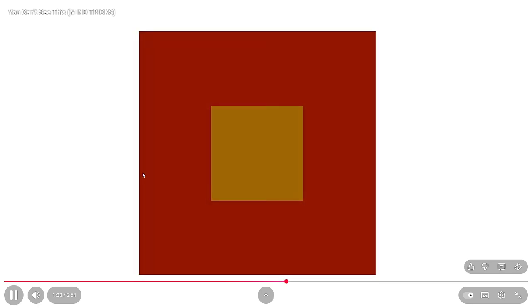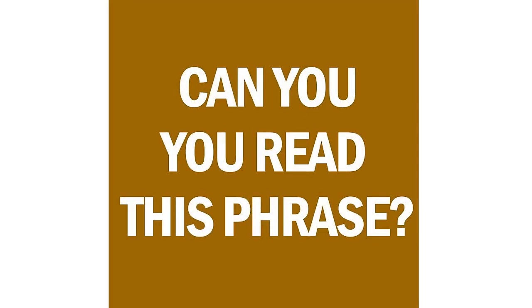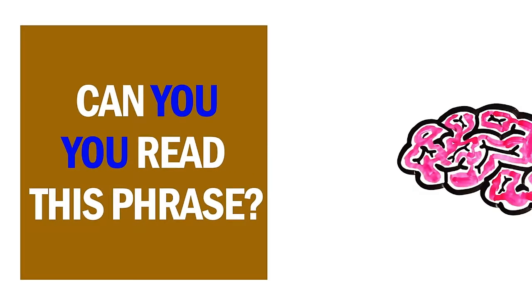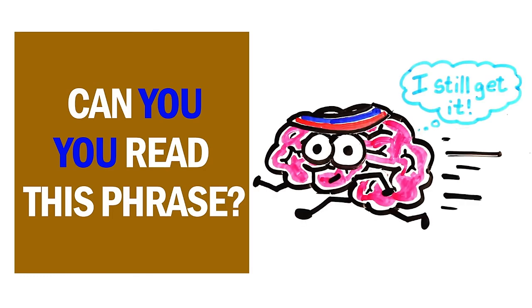Except what you might not have seen is that the middle square isn't flashing at all. If we remove the outer square, we see it for what it is, a solid color. Now try reading the sentence inside it. Did you catch the extra word? Your brain doesn't always notice mistakes like these because it doesn't affect your comprehension of the sentence, and your brain would prefer to act quickly rather than to be perfectly accurate.